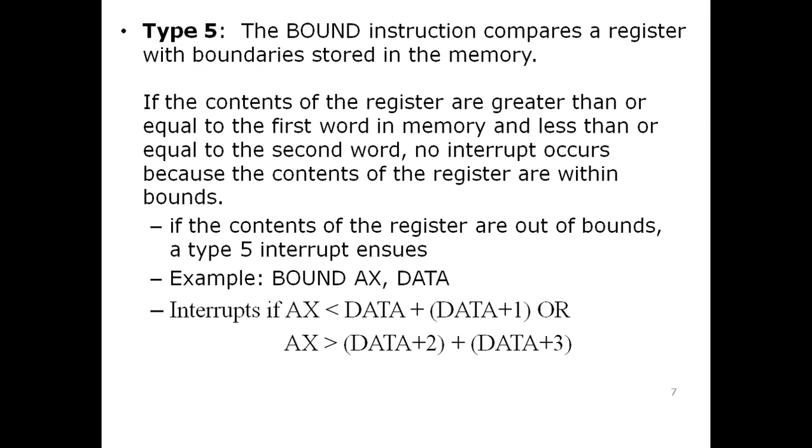Okay, so more about the BOUND instruction. If the contents of the register are out of bounds, a type 5 interrupt is issued. So it interrupts the BOUND AX data. It's a conditional interrupt. It would occur if this condition is satisfied or if this condition is satisfied.